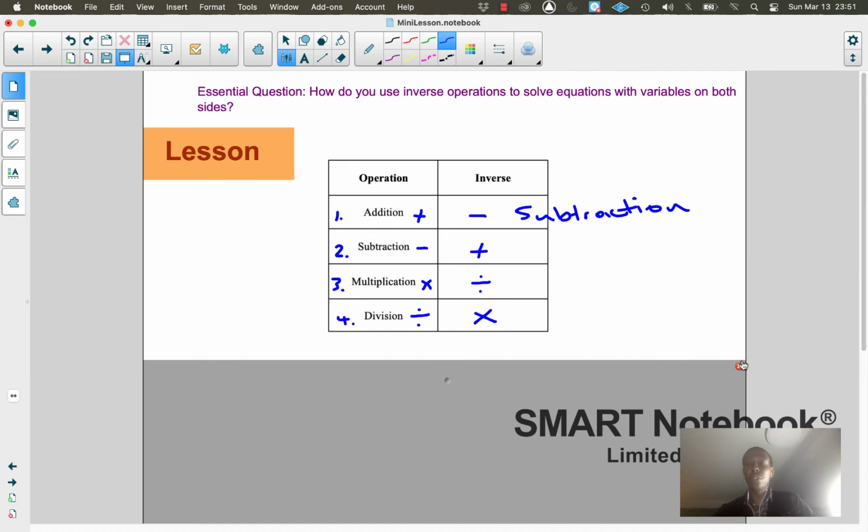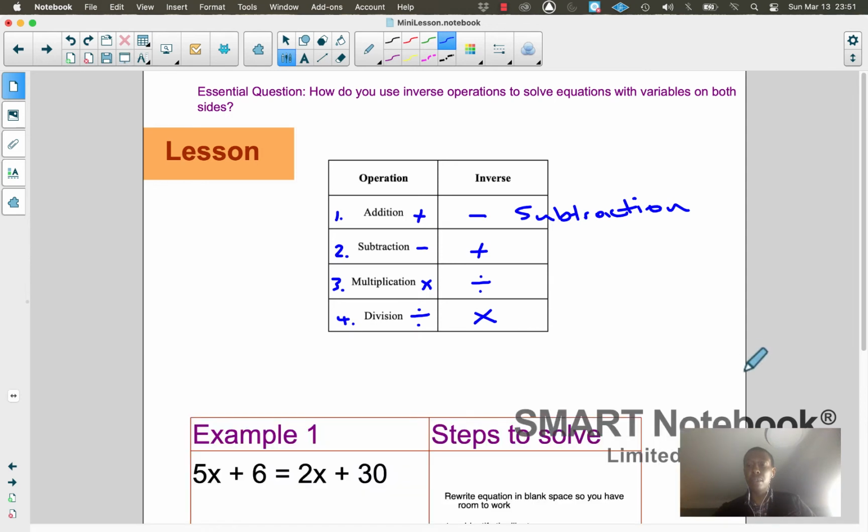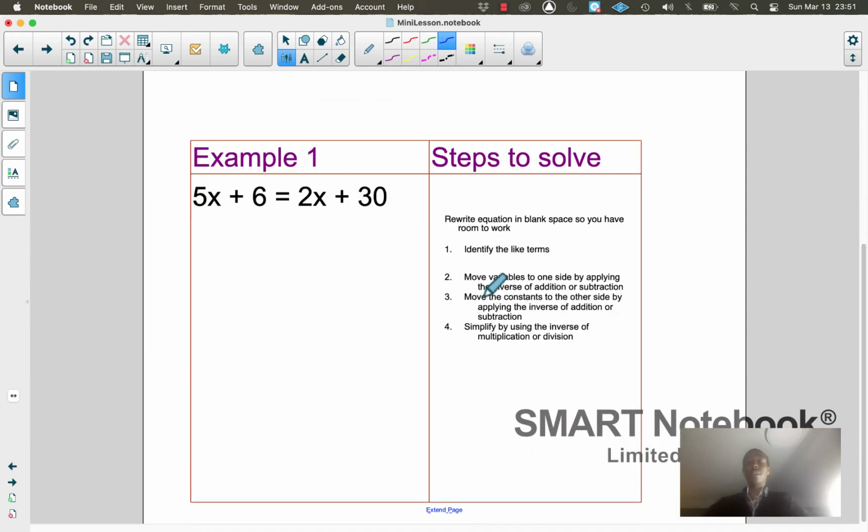Again, how do you use inverse operations to solve equations with variables on both sides? So here's what I want you to do, boys and girls. Whatever I do, I want you to do the same thing. Okay, so we have our problem here. 5x plus 6 equals 2x plus 30, and we have the steps here. We need to solve for the variable x. So now what I like to do is just to rewrite this equation so I have enough space to work with. Step number 1, identify the like terms.